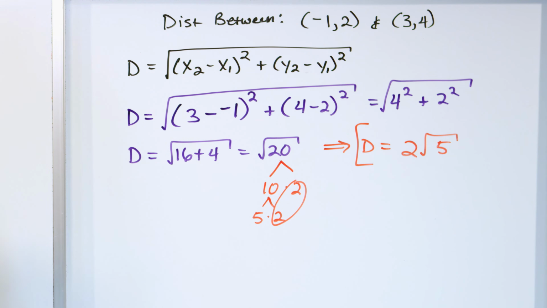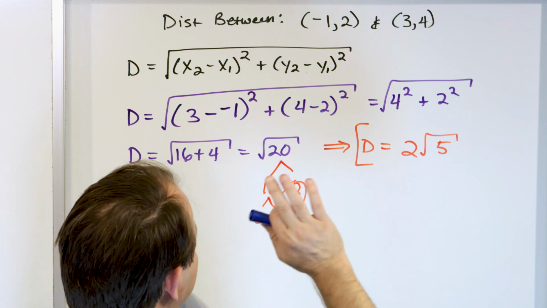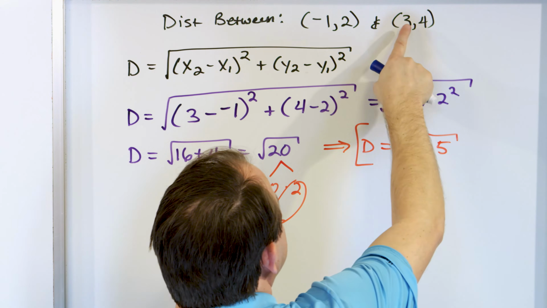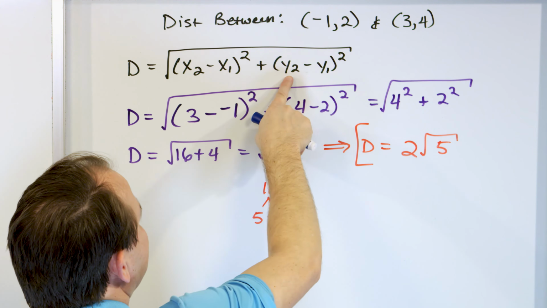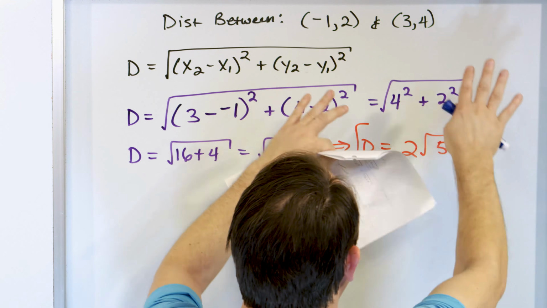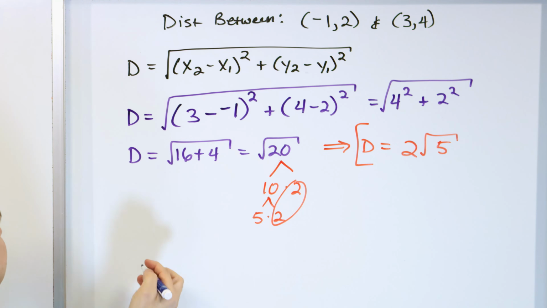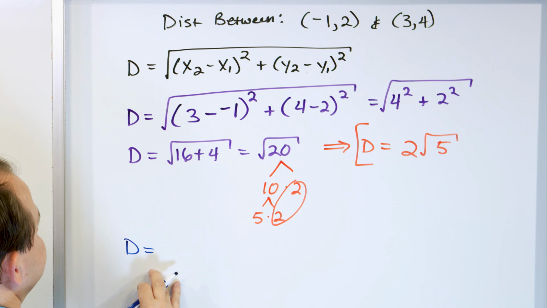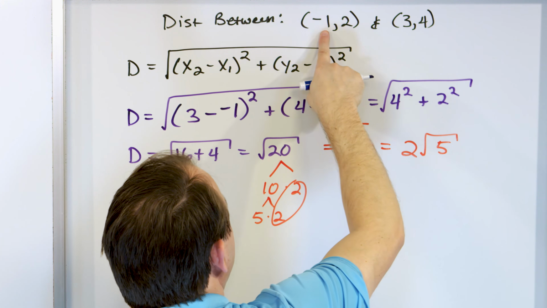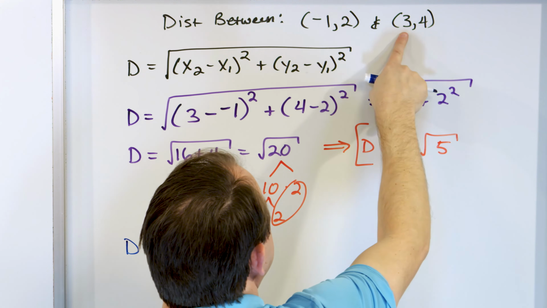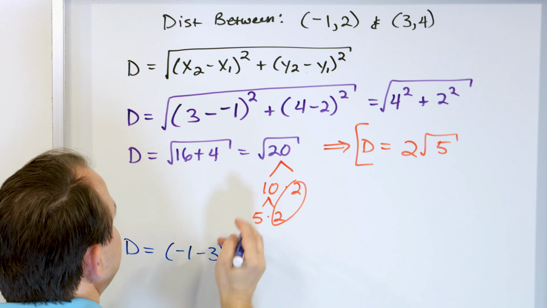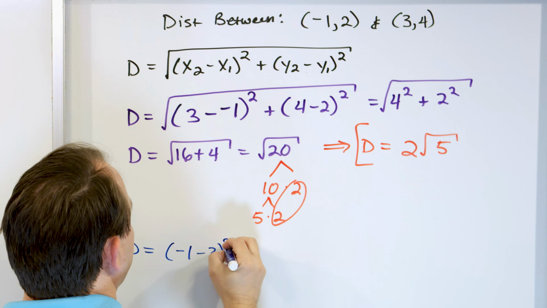Now, one more important thing I want to point out is that it doesn't matter which point is x2 and which point is x1. In this case, I did 3 minus the -1. And then because of that, I did 4 minus the 2. But it doesn't matter which point is x1 and which point is x2, but you just have to be consistent. For instance, let's go the other direction. So let's say instead of calling this x2 and this x1, we'll flip it around and say this is x2 and this is x1. So we'll go the other way. We'll say -1 minus 3, subtracting this direction, squared.